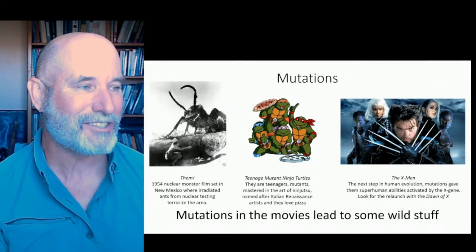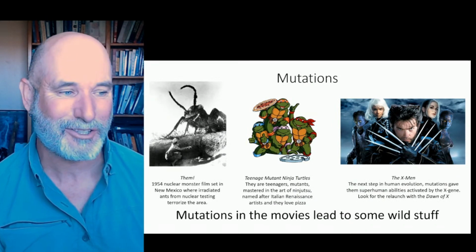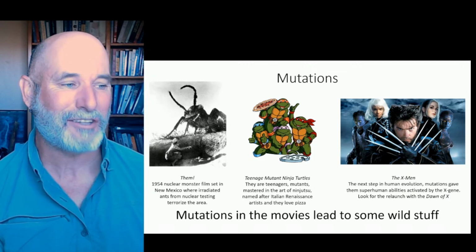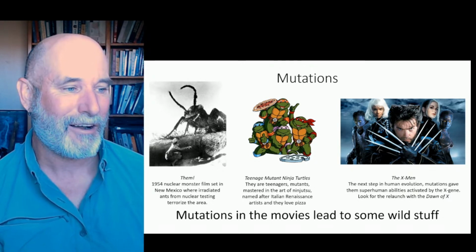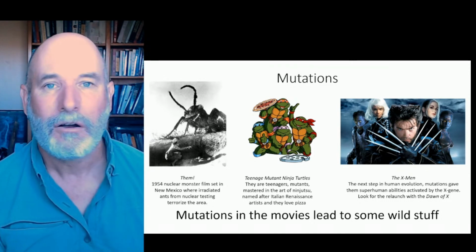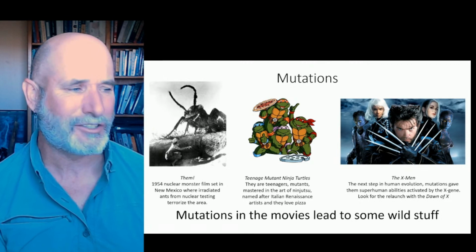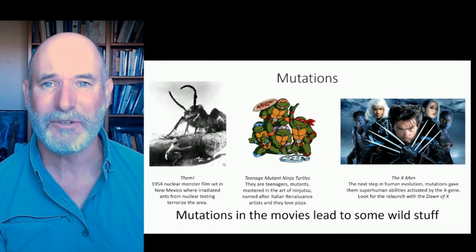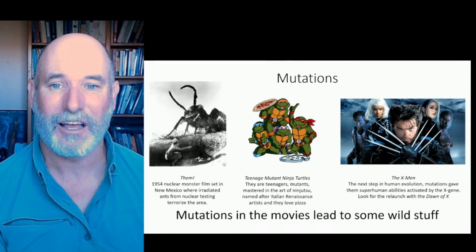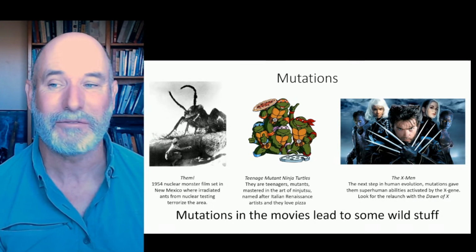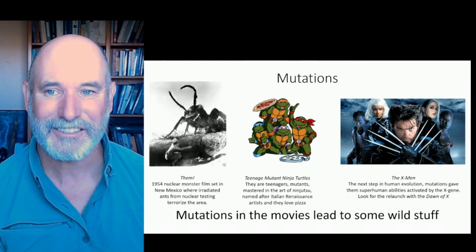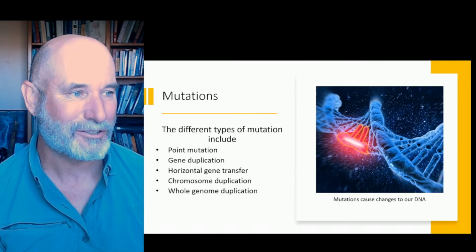So, mutations, right? I mean, they're in our pop culture. Them!, 1954, is a nuclear monster film set in New Mexico where ants that were irradiated from nuclear testing became enormously large. Or there's Teenage Mutant Ninja Turtles. They're teenagers. They're mutants. They know, what is it called? Ninjutsu. And they like pizza a lot. And then, of course, the next evolution in human evolution are the X-Men with Wolverine. All right, so mutations are definitely in our pop culture there.